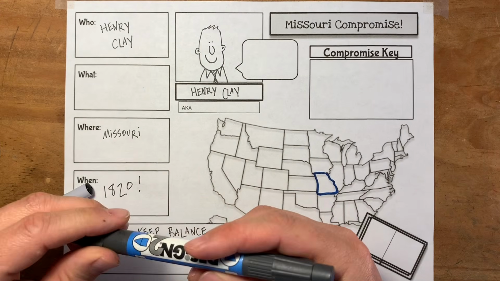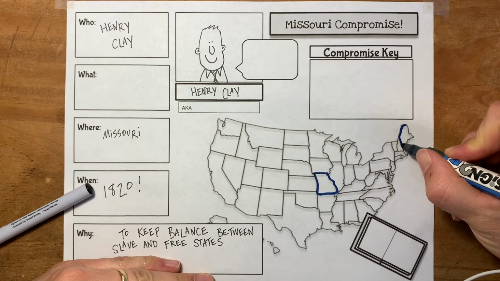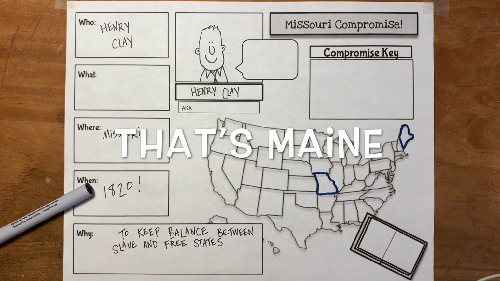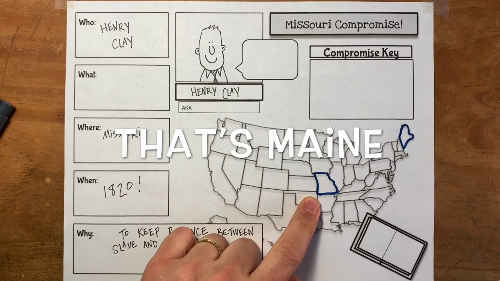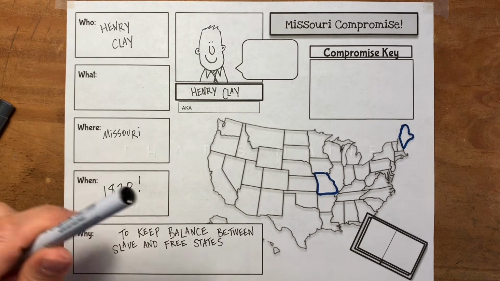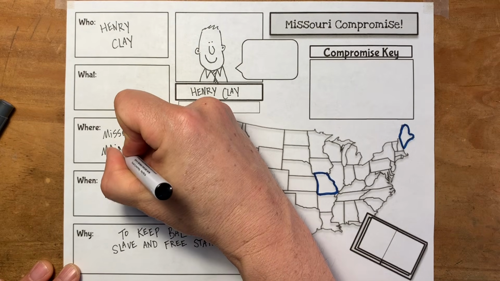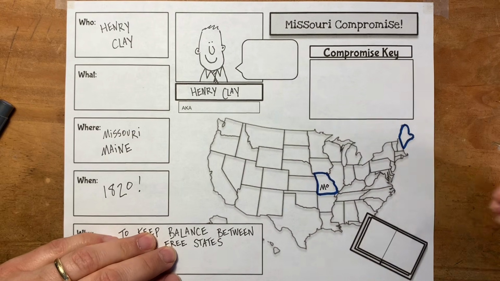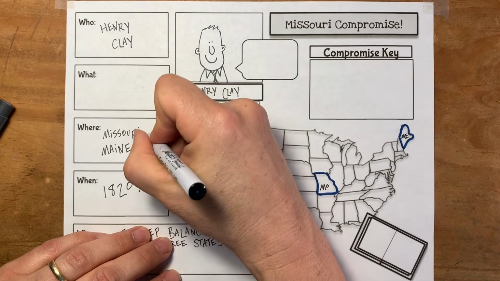Now here's why Henry was so smart. He said, listen, there's all these other territories, like this one up here. They want to come in and be states too. This one's way up in the north. This one's called Maine. How about we bring Maine in at the same time that we bring Missouri in? That's going to solve all the problems. Everyone's like, oh, Henry, you're so smart. And so we've got Missouri, and we're going to bring in Maine. Everybody's going to be happy.